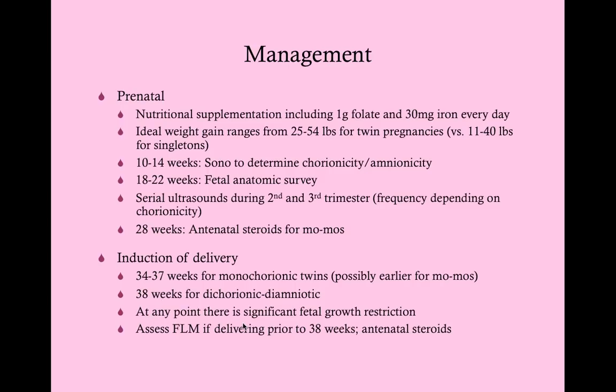At any point where you have significant fetal growth restriction, this is why you're getting serial ultrasounds, you want to deliver because of the possibility of twin-twin transfusion syndrome. And then you'll assess the fetal lung maturity anytime you're going to be inducing delivery before 38 weeks. And if there is inadequate fetal lung maturity, give steroids before delivering.